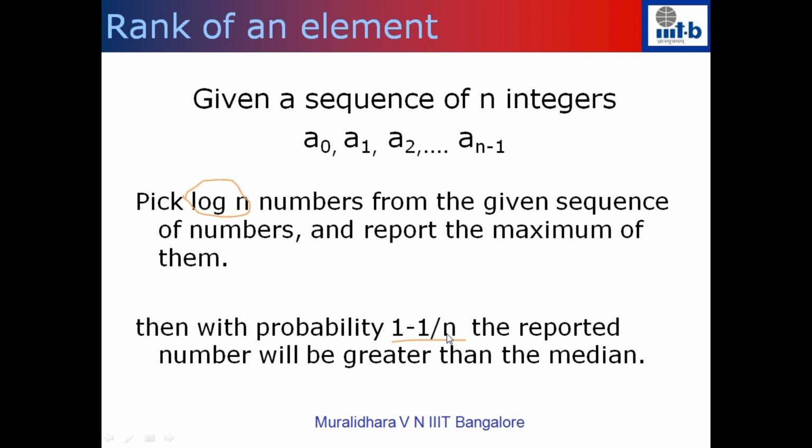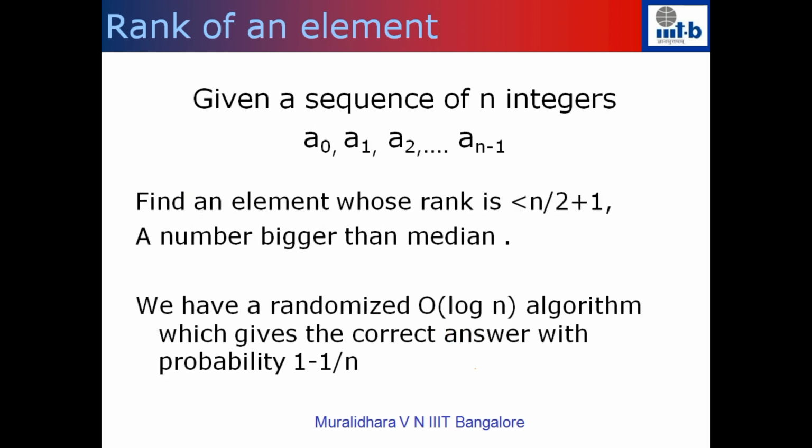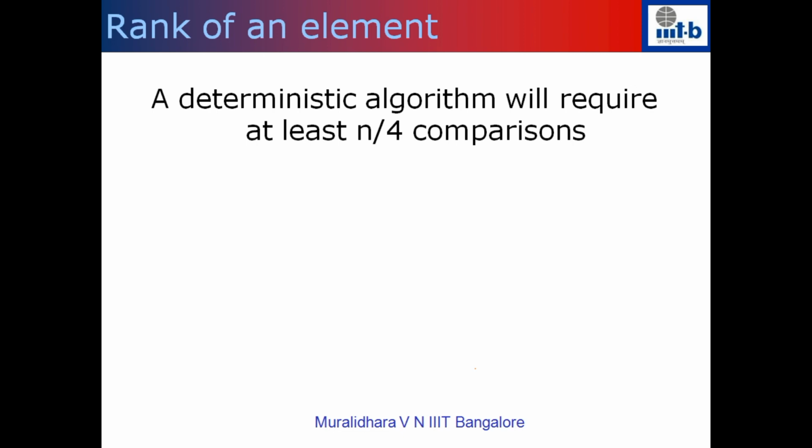This will be a number which is greater than the median with very high probability, the high probability being 1 minus 1 by n. In other words, we have a randomized algorithm which only takes order log n comparisons and gives you a number which is bigger than the median with a very high probability. But if you want a deterministic algorithm which for sure gives you a number greater than the median, the claim is that such an algorithm takes omega of n comparisons.